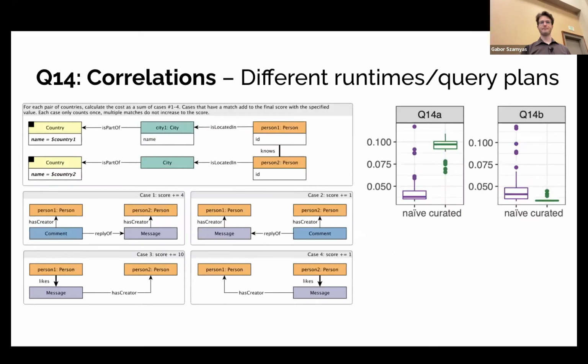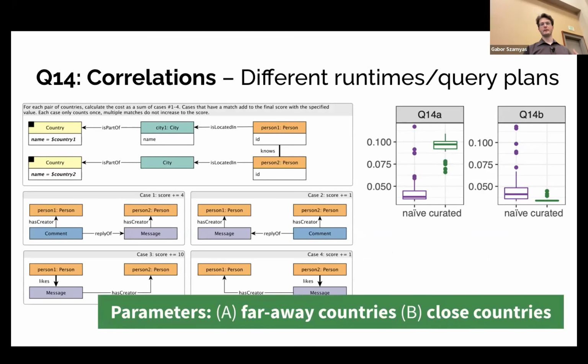Another interesting query is one which finds people who live in adjacent countries, or live in country 1 and country 2, and know each other. It turns out that if we select people who live in faraway countries versus close countries, we will get wildly different query runtime results. Of course, people in adjacent countries tend to know each other better and tend to form more connections and more interactions through messages.